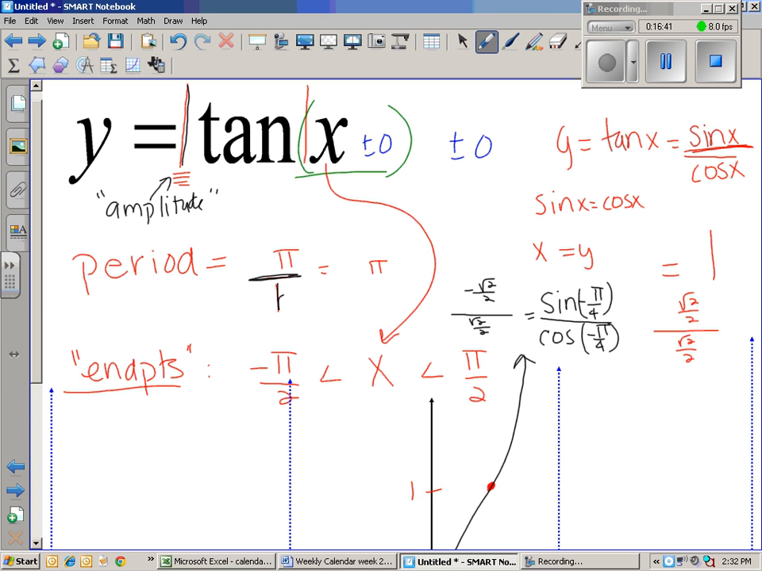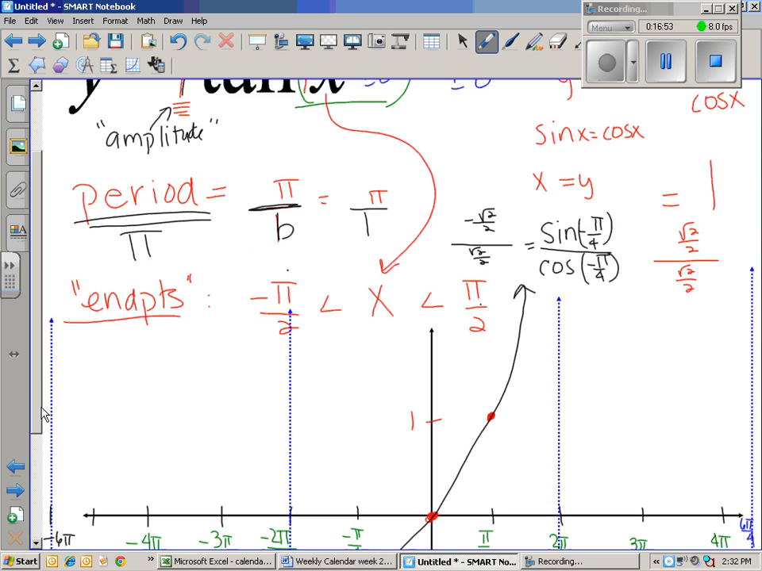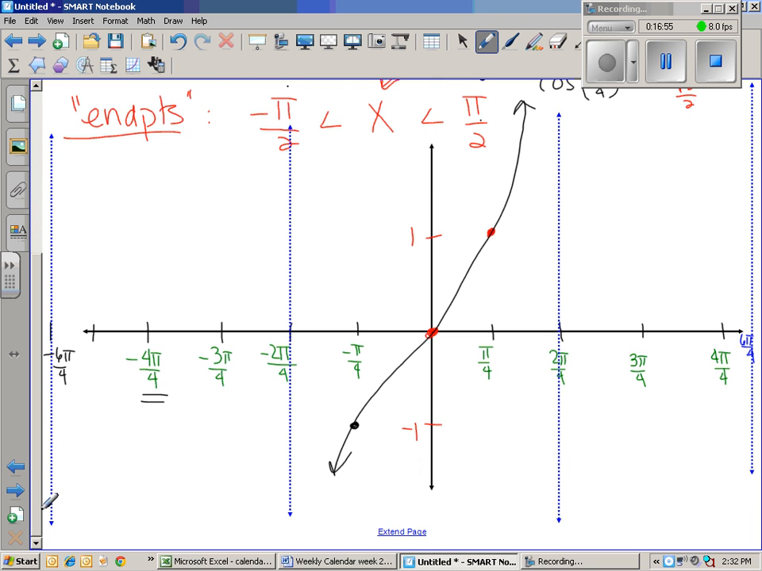Pi over b, which is pi over 1. The period for tangent is a pi length. From pi over 2 to negative pi over 2 is one cycle, which means this zero should happen every pi. So every 4 pi over 4, I should hit it again.